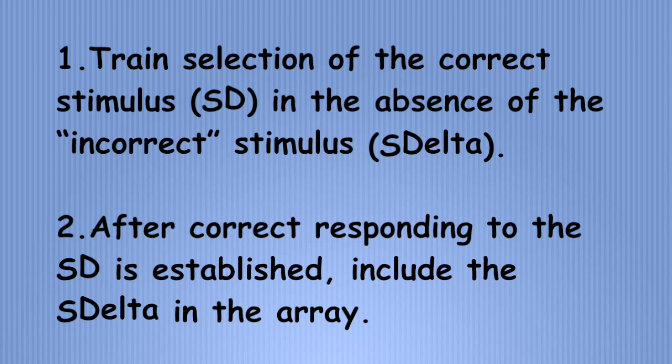In stimulus fading, you first train the selection of the correct stimulus in the absence of the incorrect stimulus. After correct responding to the SD is established, include the S delta in the array. At first, the stimuli are drastically different across at least 2 stimulus dimensions. As the learner progresses through the procedure, gradually reduce the differences between the 2 stimuli until they are the same shape, size, intensity, color, etc.